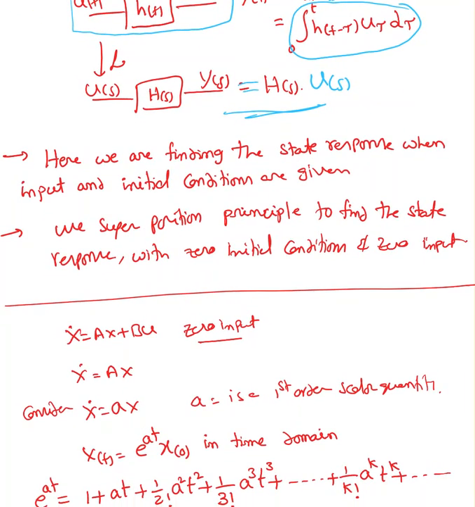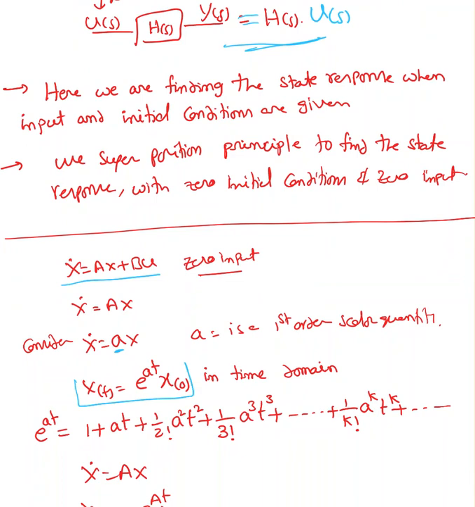Now, x dot equal to Ax plus Bu. Here I'm assuming 0 input. So if u equal to 0, x dot equal to Ax. For example, consider x dot equal to scalar a, small ax. When I convert this into time domain, x of t equal to e to the power of at times x0. x0 is the initial condition. When we expand e to the power of at, it's going to be 1 plus at plus 1 over 2 factorial a square t square plus 1 over 3 factorial a cube t cube plus etc.